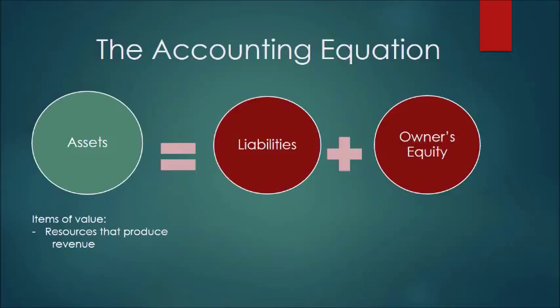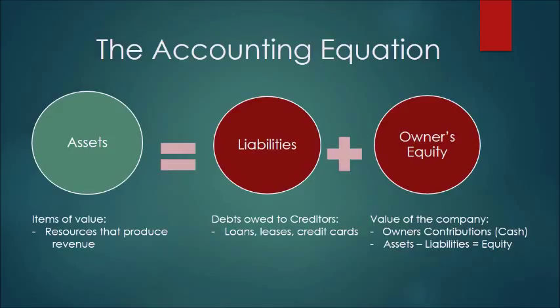Liabilities and owner's equity describe the 2 account categories that we use to fund those assets. Liabilities include debts owed to creditors. You know them as loans, leases, credit accounts, like a credit card, for example. Owner's equity is the owner's contribution to that asset. It can be cash. They can contribute assets themselves to the company. And assets minus the liabilities equals the owner's equity.